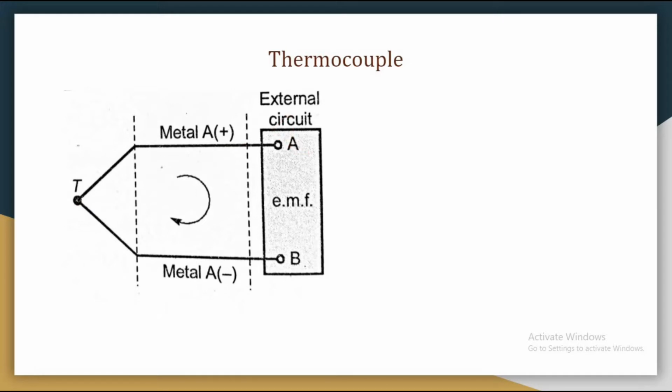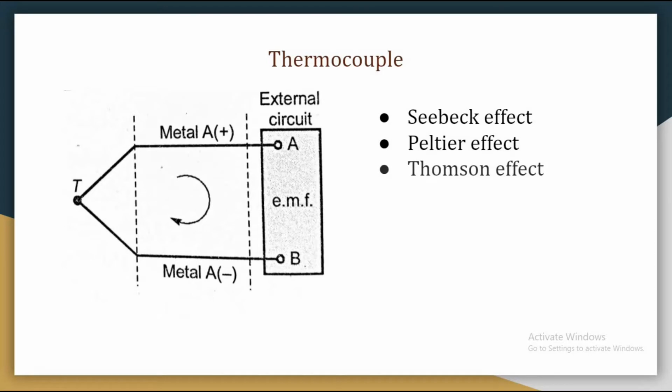Now this thermocouple is a temperature measuring device which is based on the principle of Seebeck effect, Peltier effect and Thomson effect. Now we have to understand what is Seebeck effect, Peltier effect and Thomson effect respectively, right? So what is Seebeck effect? Seebeck effect says that when two dissimilar metals are joined together, like that of metal A plus and metal A minus, okay, let it be metal B.